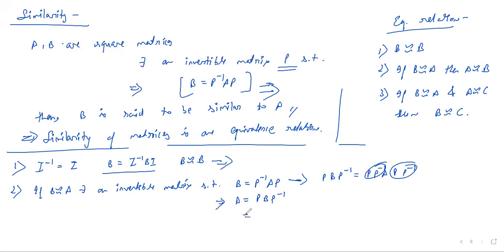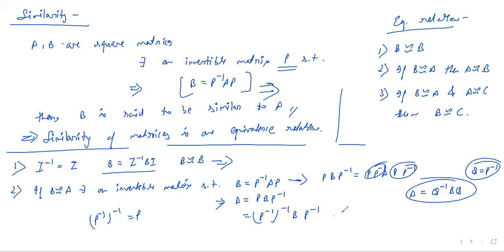Now I can write it as P B P inverse, because the inverse of P inverse is equal to P. So this also follows that I have a matrix A which can be written in the form Q inverse BQ, where Q is my P inverse. It also follows the property, since P inverse is also invertible, so this can be written in this form too. So from this we can say that A is also equivalent to B.